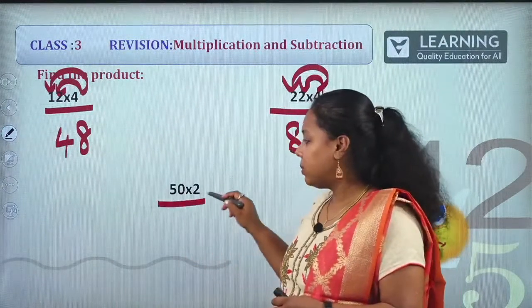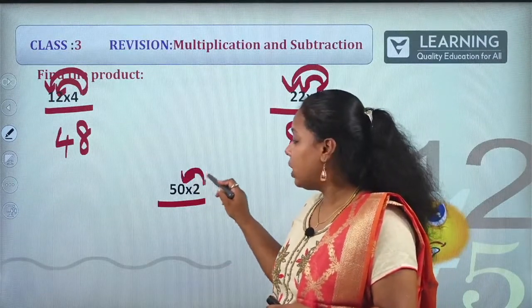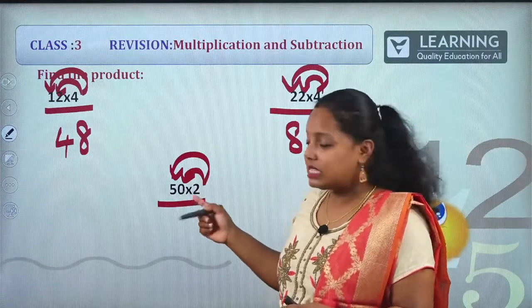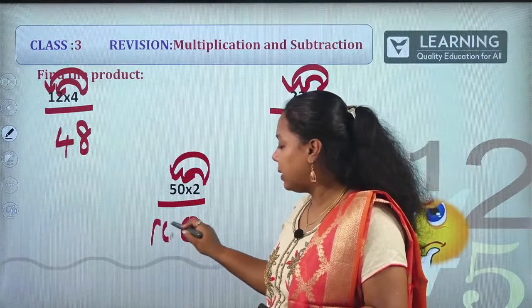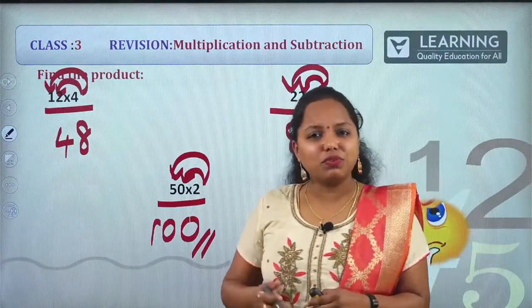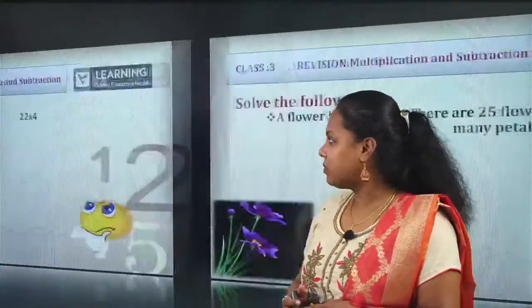How about this one? 50 into 2. So now 2 into 0, again 2 into 5. So this is where the important point comes into existence. 2 zeros are 0, 2 fives are 10. So that is nothing but 100 over there. Ma'am, I know 5 ones are 50. Okay, you can write it directly, not a problem.